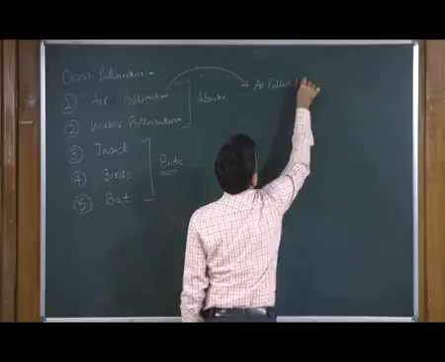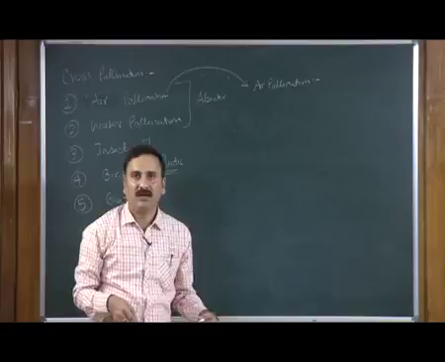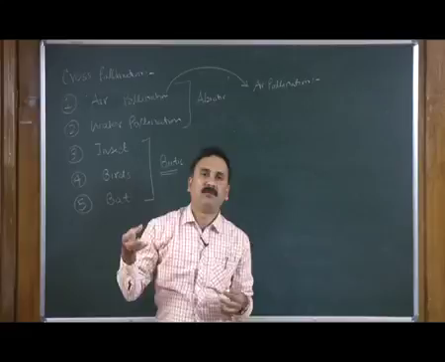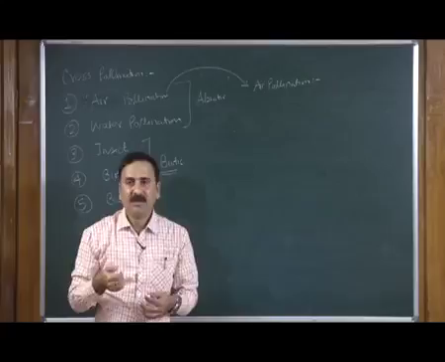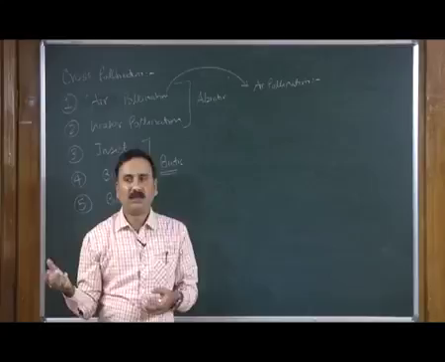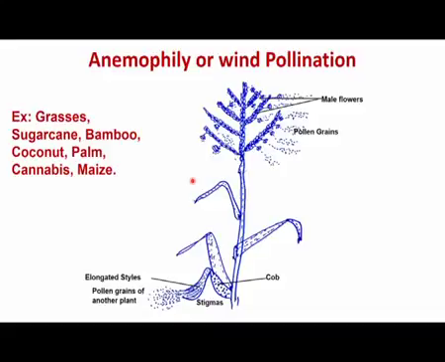Air pollination means the travel of the pollen grains from one plant to another plant by the medium of air. So, in these cases, the air is carrying the pollen grains from one plant to another plant. As you can see on the PowerPoint slide, I have shown a schematic diagram to explain how wind pollination is happening. This is an example of the maize plant, where the pollen grains from the top are being dispersed from the male flower, whereas the female flower is present at the bottom, and then they reach the stigma.